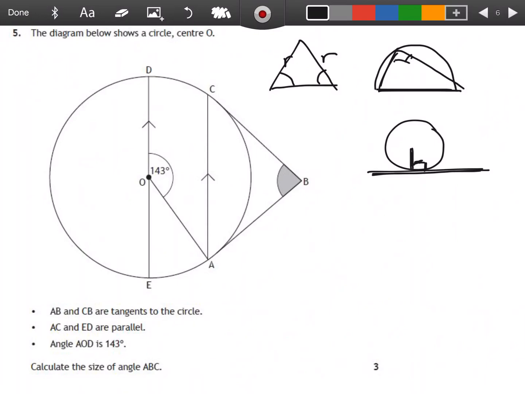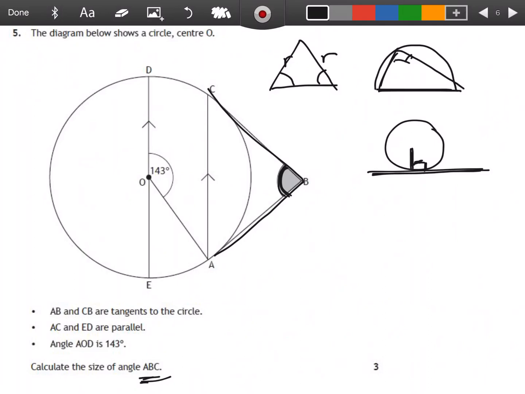And remember, you've got 143 in the middle. Expect to use that. Now, without even going on and doing much in the question, let's just double check the angle we've to find. ABC, start at A, go to B, go to C. So it is the one here that's been shaded in.